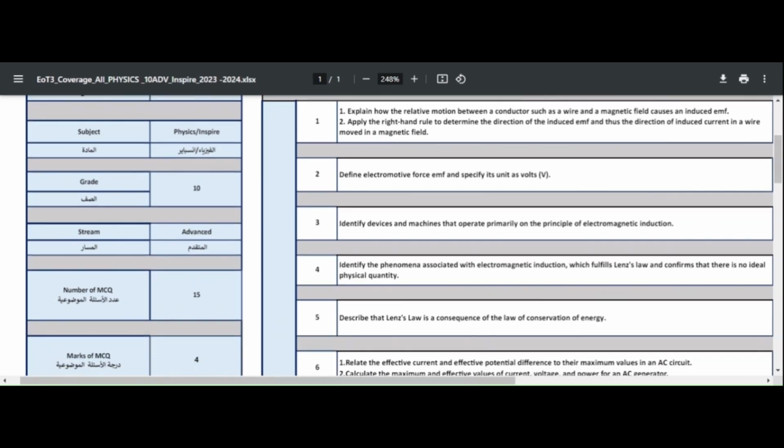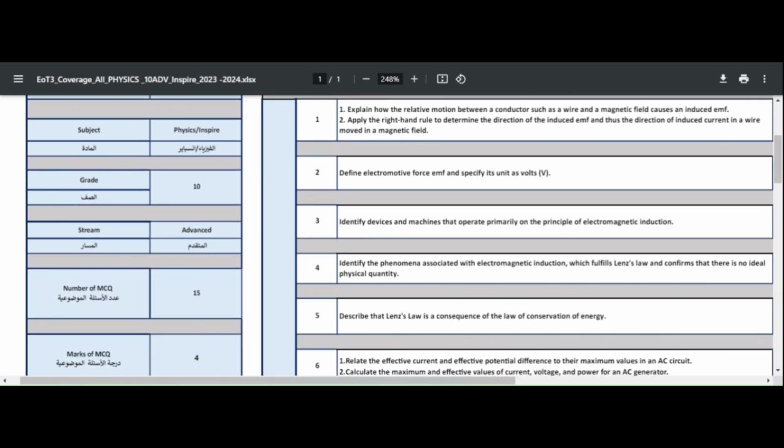So, this is the first learning outcome. Explain how the relative motion between a conductor, such as a wire, and a magnetic field causes an induced EMF. So basically, you know that whenever a conductor passes through a magnetic field, if there is a relative motion between the conductor and the magnetic field, it will produce induced EMF. So that's Faraday's law of electromagnetic induction.